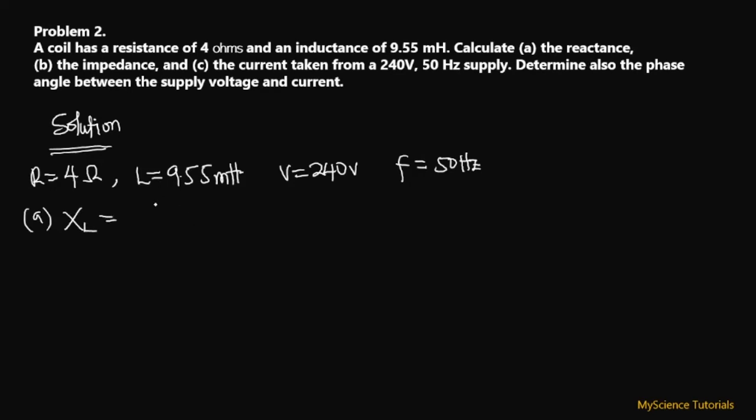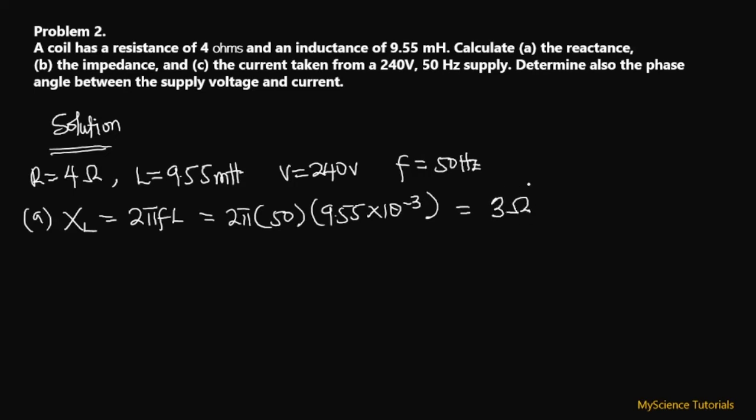To find the inductive reactance of an inductor, it is given by the formula XL equals 2 pi FL. So this is equal to 2 pi, our frequency is 50 hertz, and our L, the inductance, is 9.55 times 10 raised to the power -3. If we compute everything into our calculator, we are going to get 3 ohms as our answer for the reactance. So let's go ahead and find B.